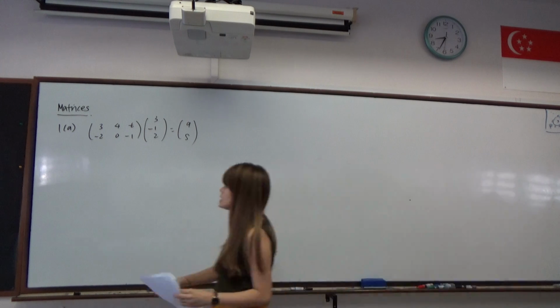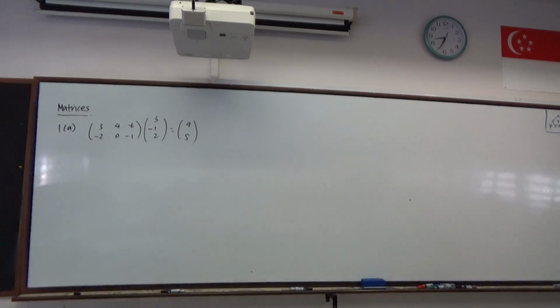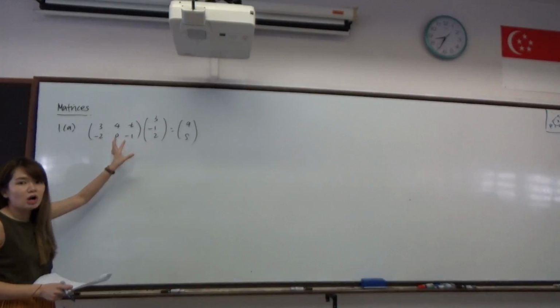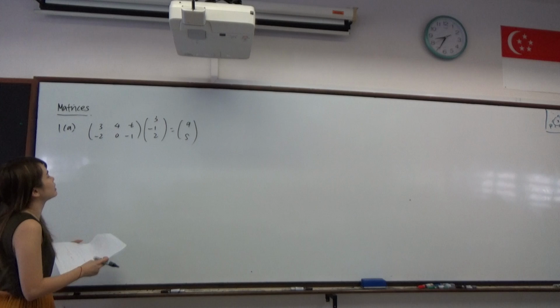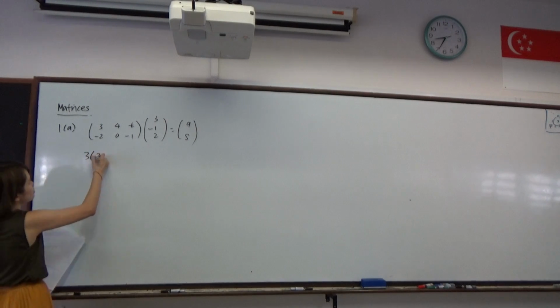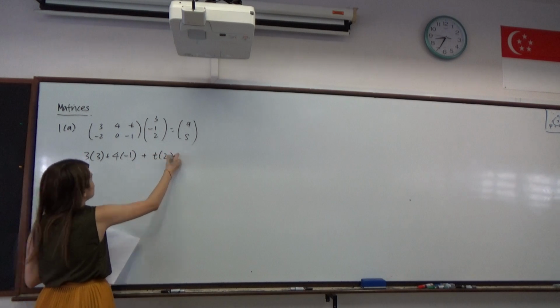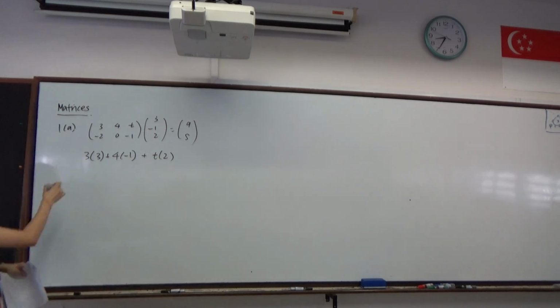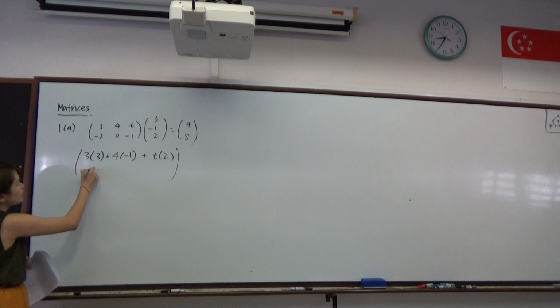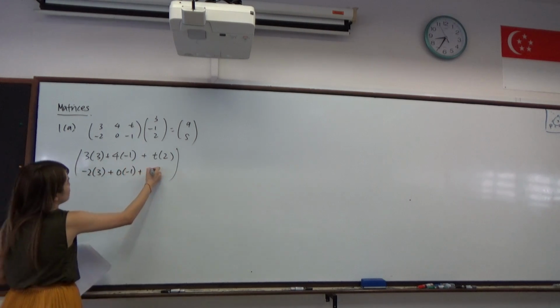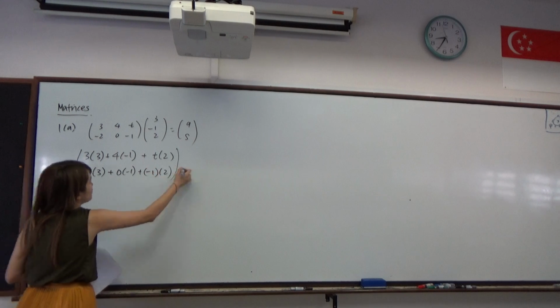Okay, so in this case, to do the matrix multiplication, we take the left one's row, multiply with the column, and then add. So 3 times 3 plus 4 times -1 plus t times 2 will give you the first element. Then -2 times 3 plus 0 times -1 plus -1 times 2.